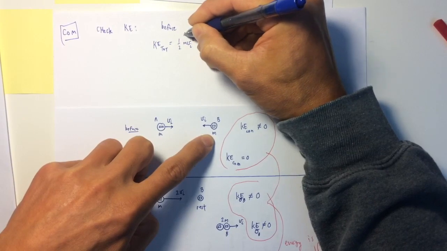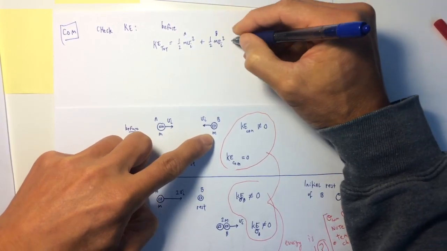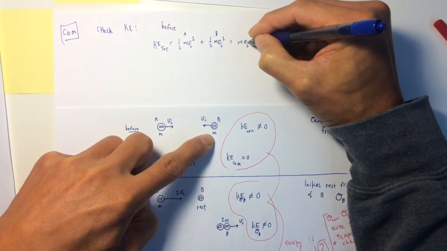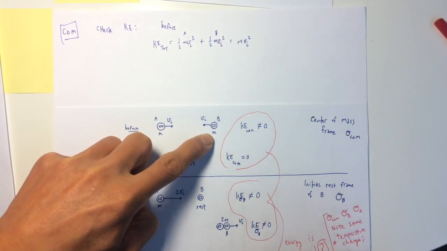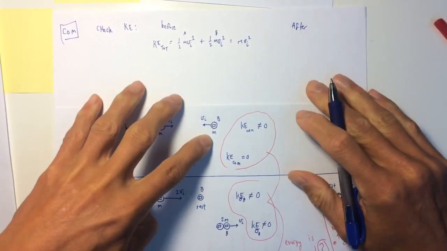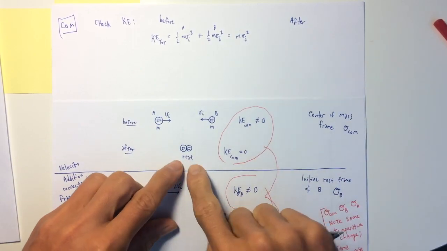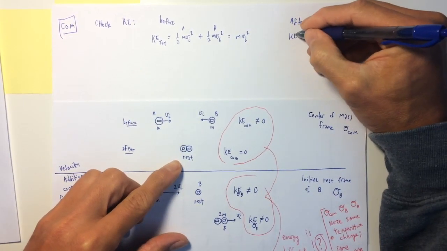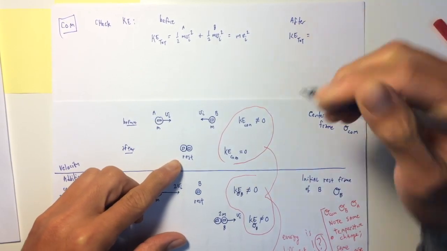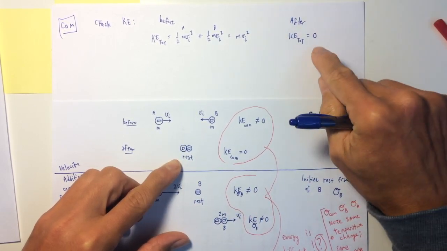So this is A's kinetic energy before the collision, this is B's kinetic energy before the collision, and this totals up to mvi squared, right? That's for before. And I can also check what's the kinetic energy after the collision. So it's pretty easy to see the kinetic energy total. Well, there is no motion, so it's equal to 0.